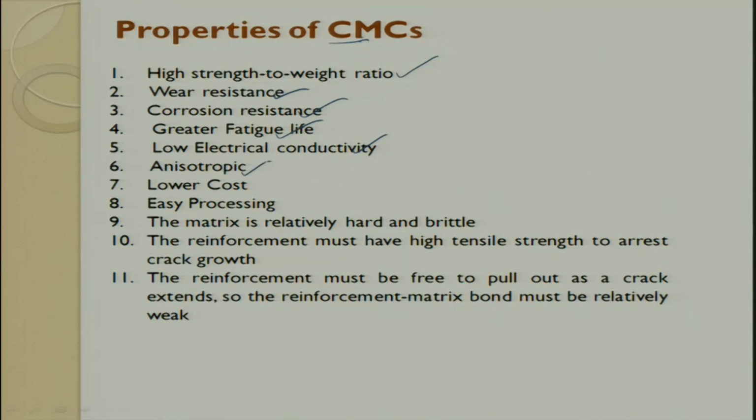It has anisotropic property, it is low cost, it is easy for processing. The matrix is harder and brittle, so the reinforcement must have high tensile strength to arrest the crack growth. This is very, very important. The reinforcement must have high tensile strength. Then the reinforcement must be free to pull out as the crack extends. Basically, the energy, when it propagates, should spend enough energy so that it pulls out the fiber or the particulate. Once it pulls out, the energy is dissipated, and at that point the crack does not grow and the material retains for a longer time.